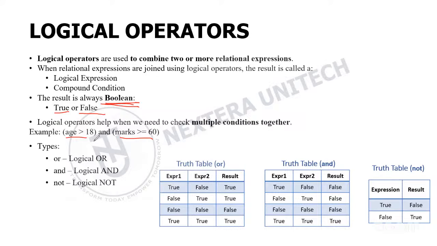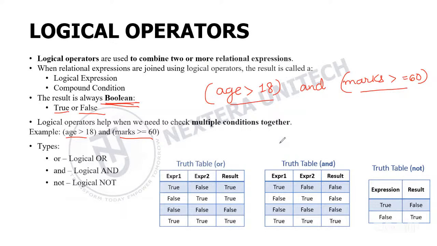So here, for example, we are checking age greater than 18. So this is one relational expression or a condition, and marks greater than equals to 60. So this is one more relational expression or a condition. As it has relational operators, these are relational expressions. As we are connecting two relational expressions with some logical operator, this is called a logical expression or a compound condition.